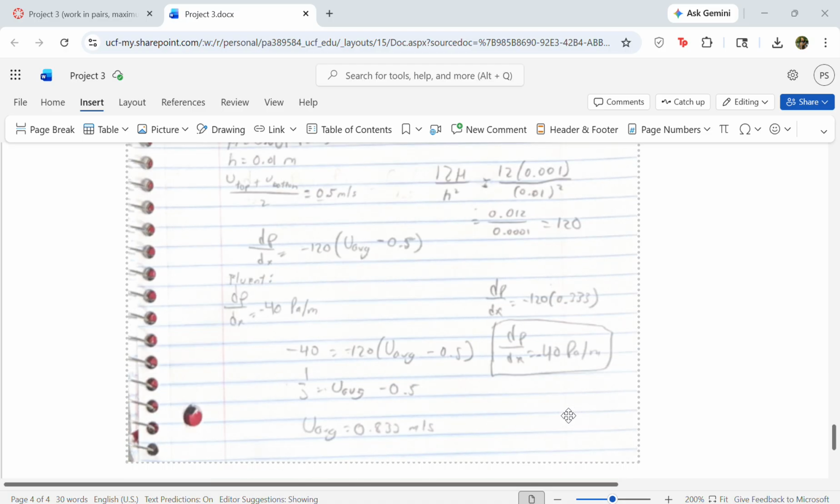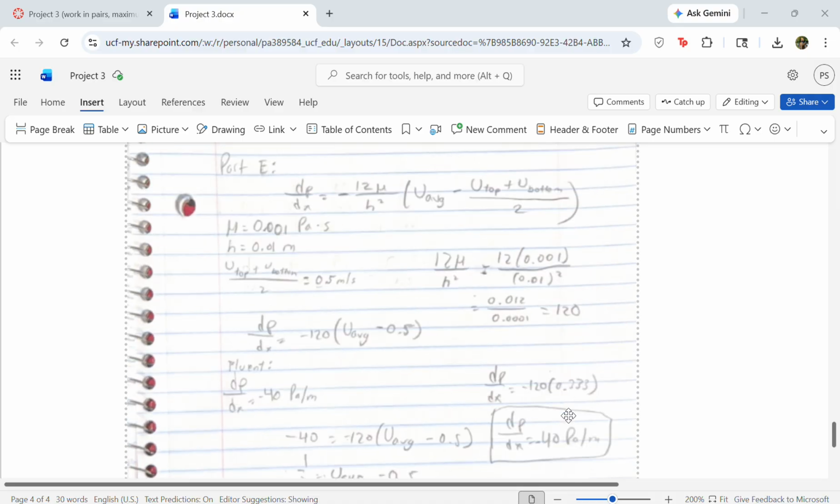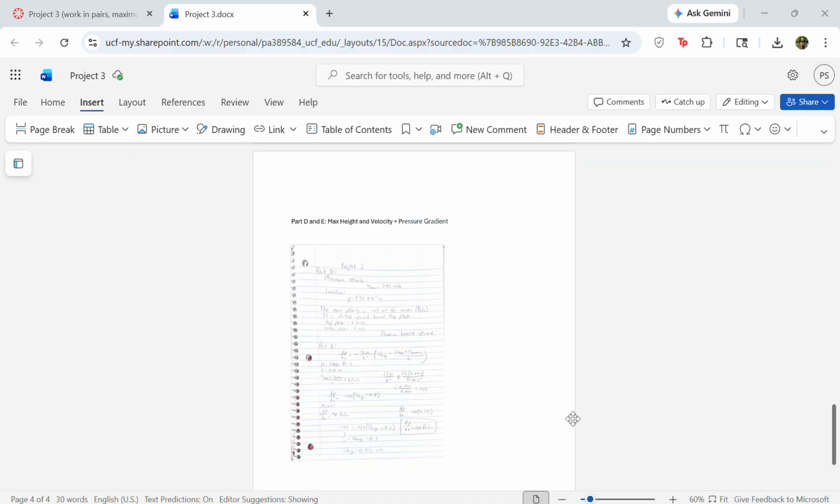This matches the value obtained from Fluent, confirming that the theoretical analysis agrees with the simulation. Overall, the agreement between the theoretical and Fluent results confirms that the flow is fully developed and the simulation accurately represents combined Poiseuille-Couette flow behavior. And yeah, this was Part D and E for our project.